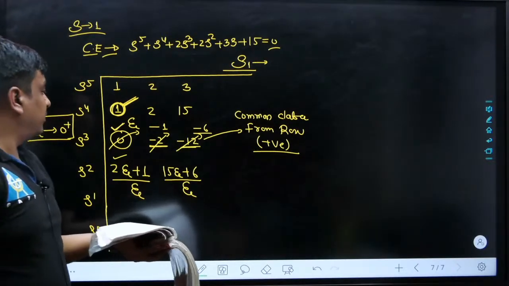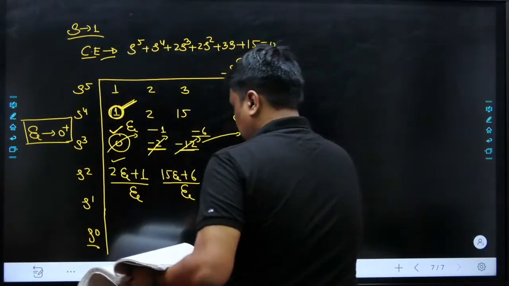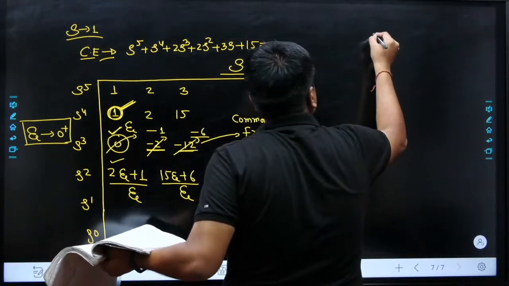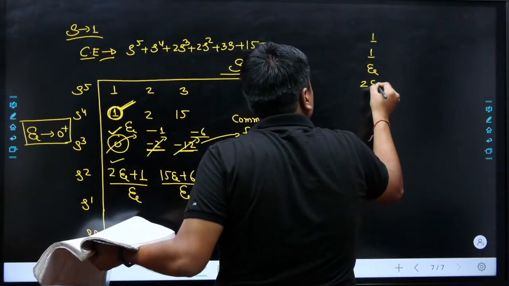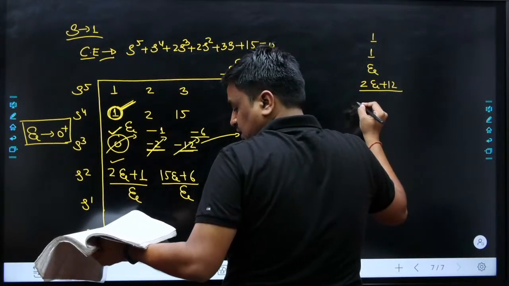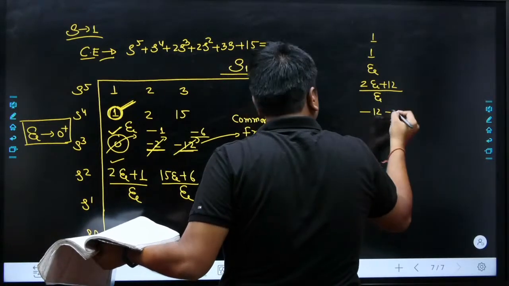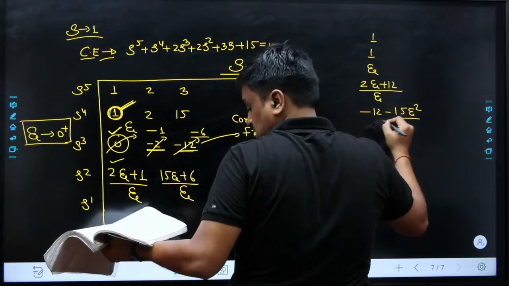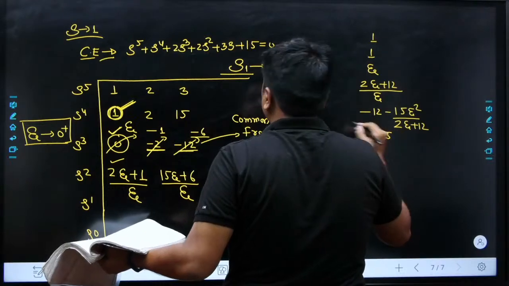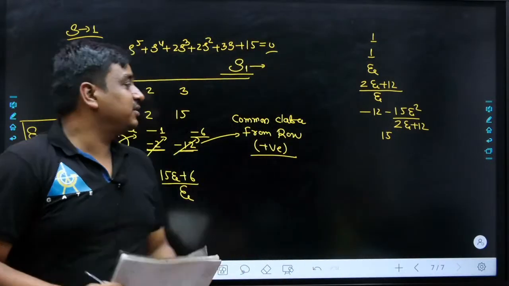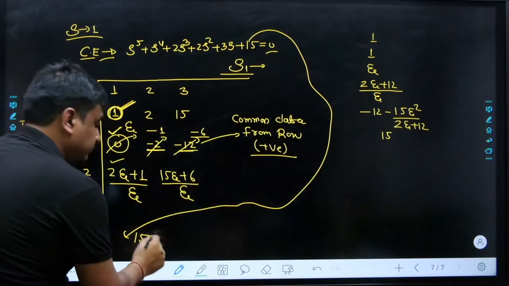Just a minute, 0 to 15, yes. So here the first data which we have got in the first column is simply equal to, let me write each and everything, 1, 1, then zeta, then here goes 2 zeta plus 12 divided by zeta, the next was minus 12, minus 15 zeta square divided by 2 zeta plus 12, and the last but never the least, the data is going to be 15. What does it mean? Still the same condition is arriving, 15. Is it part clear?